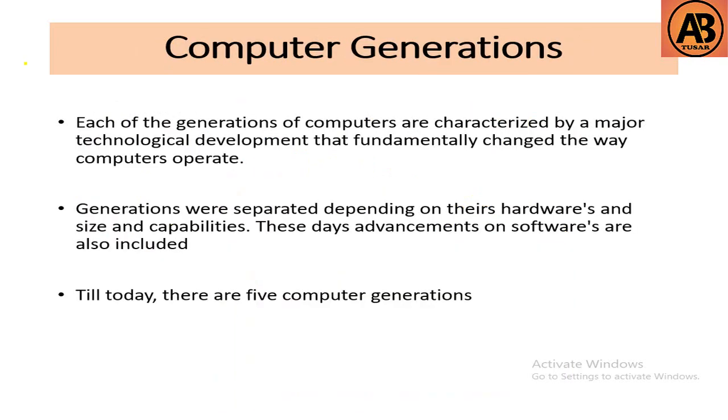Then computer generation. Each of the generations of computers is characterized by a major technological development that fundamentally changed the way computers operate. Generations were separated depending on their hardware, size, and capabilities. These days, advancements in software are also included. Till today, there are 5 computer generations.